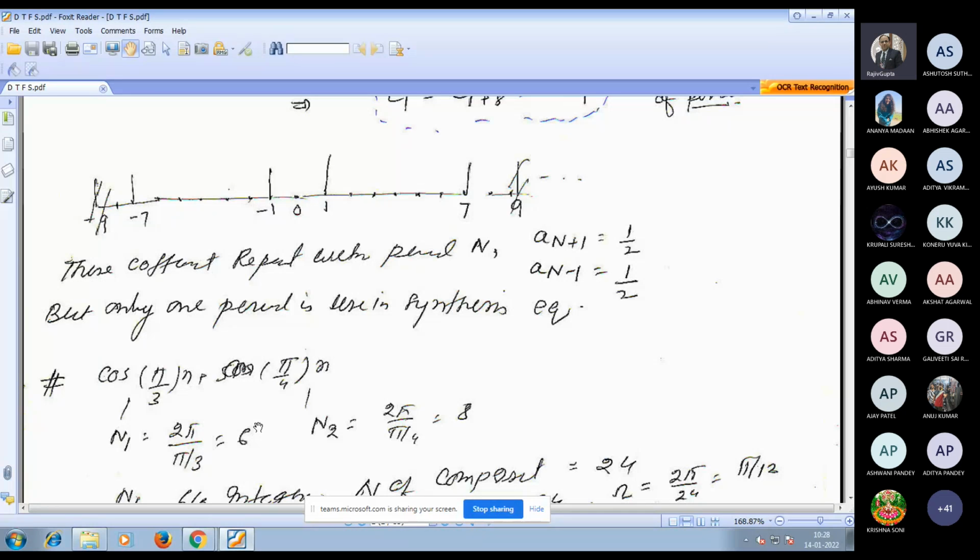Yes, sir. Because it is e to the power j k omega n, and now this omega is pi by 12. Now you will be able to find out what is the value of k. Understand? Yes, sir. Now try to find out the answer. Okay, sir.